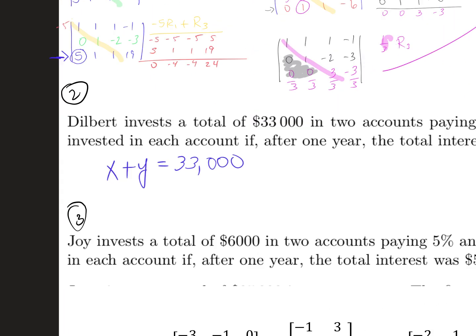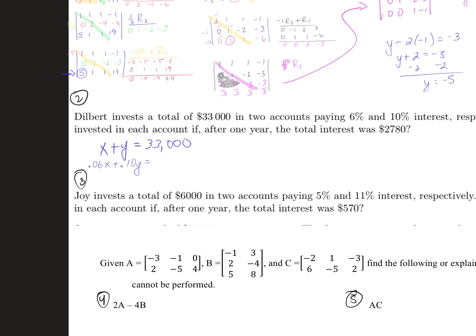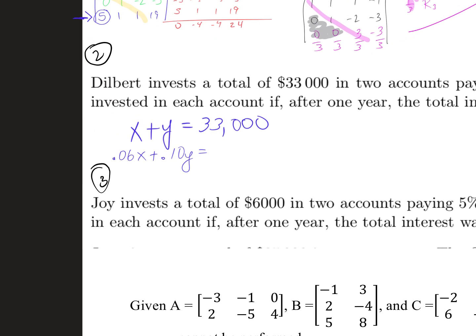6% and 10%, right? But we have to write our decimals: 0.06x plus 0.10y equals what's the interest? 2780. So there is your system of equations, guys. Remember, if you are given an interest rate, in order to put it into an equation, you have to put it as a decimal. So here are the two equations.